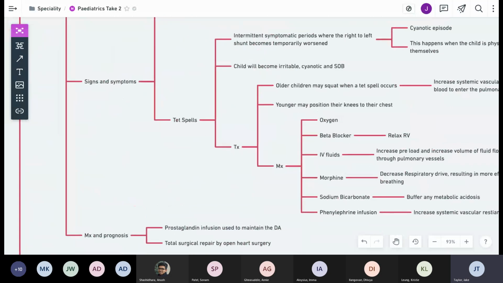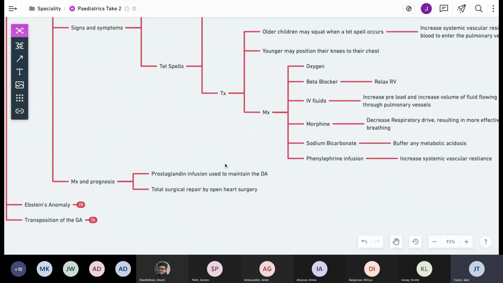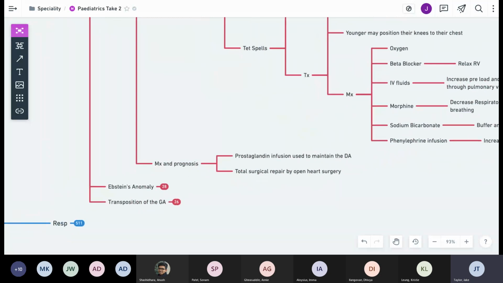And that's very important. So we need to give a prostaglandin infusion to maintain the DA. And prostaglandins, as we remember, go down when we take our first breath, and because of that it causes the closure of the ductus arteriosus. Giving prostaglandins buys us time and allows mixing of blood to occur. And then there's a total surgical repair by open heart surgery, if it is found. Okay, so that is tetralogy of Fallot.